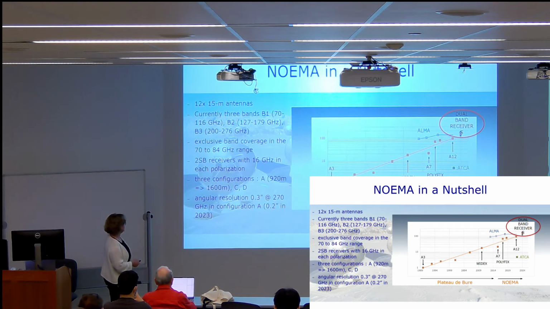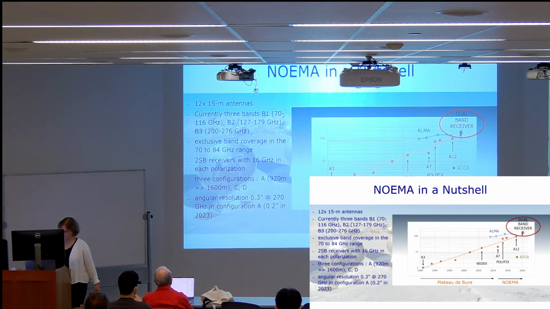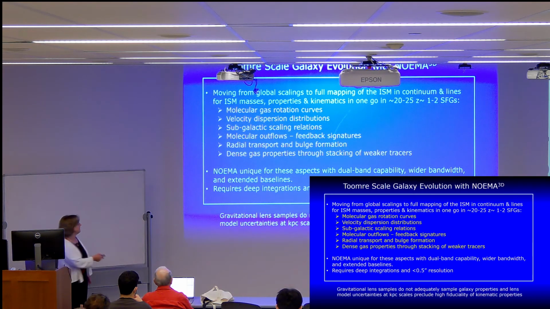We are able to get resolutions up to 0.3 arcseconds. Next year with the final baseline extension, 0.2 arcsecond resolution. So good for comparing with HST type resolution. It's obvious I don't need to say this. We're going to be trying to do rotation curves, dispersion distributions, scaling relations on subgalactic scales, looking at clumps, looking at transport. All of these things that were already mentioned extensively yesterday.